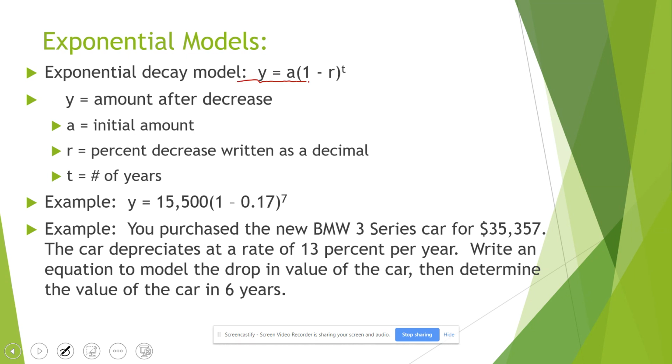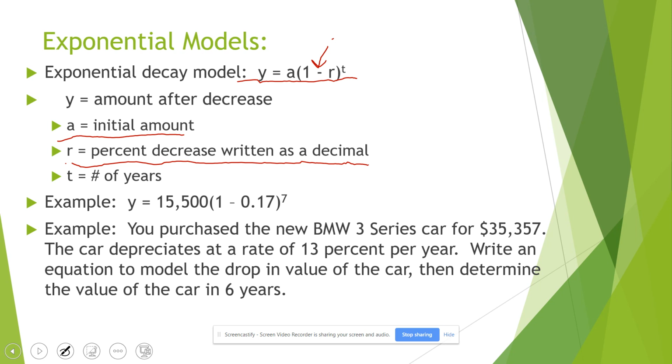Decay. Here's our equation for decay. You can tell the only difference between the growth and the decay is the subtraction. And that's kind of the clue that we're going down rather than up. So A is still your initial amount. R is the percent decrease written as a decimal, again, moving the decimal twice. And T is still the number of years.